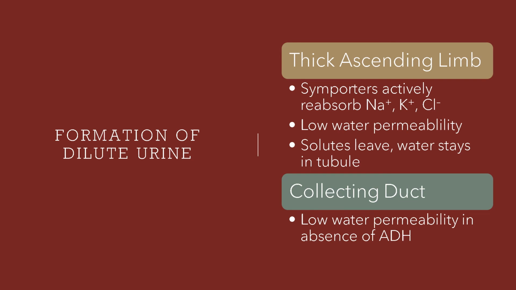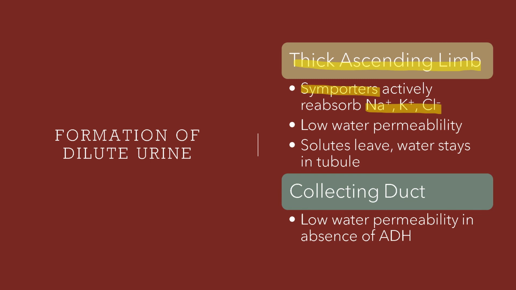Cells lining the thick ascending limb of the loop of Henle have symporters that are actively reabsorbing sodium, potassium, and chloride from the tubular fluid. So the ions will pass from the tubular fluid into the thick ascending limb cells, then into the interstitial fluid, and then finally will diffuse into the blood inside the vasa recta.